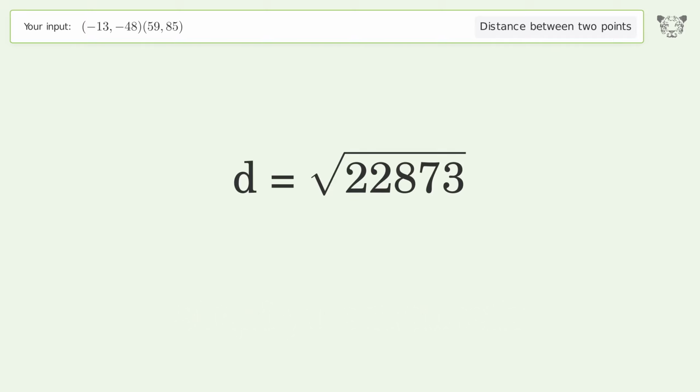And so the distance between the 2 points is the square root of 22,873, or 151.238.